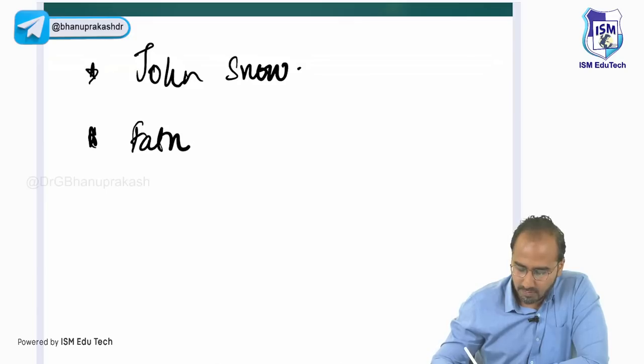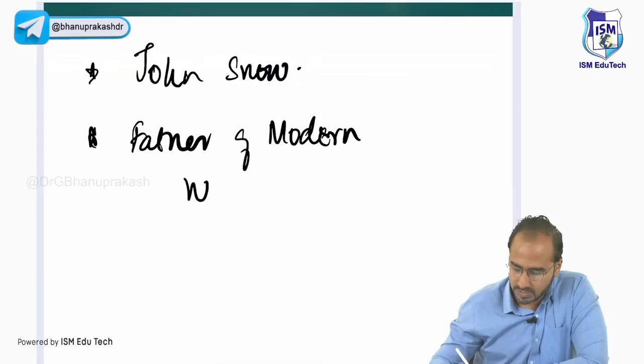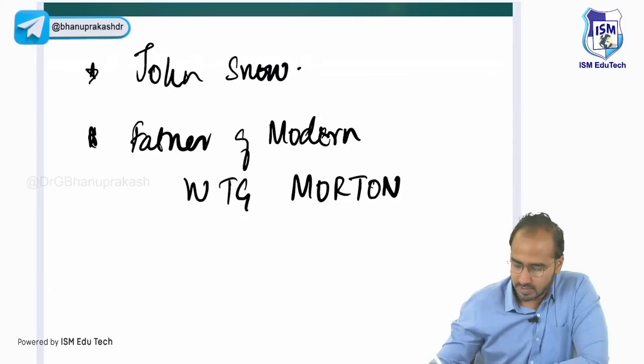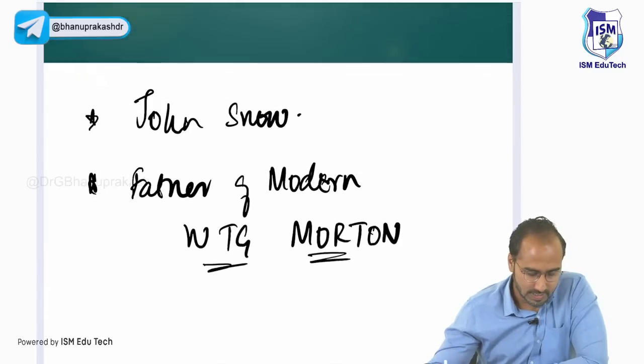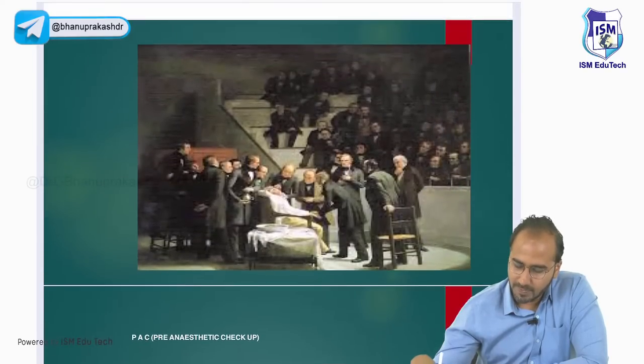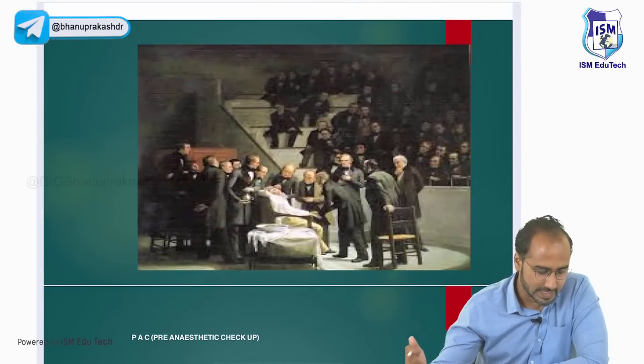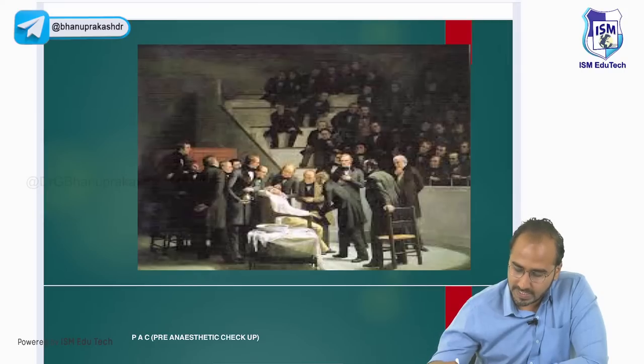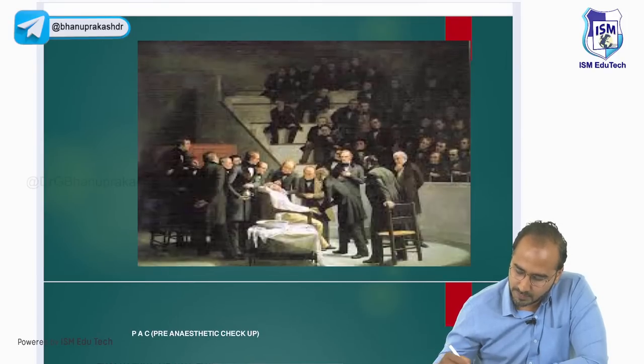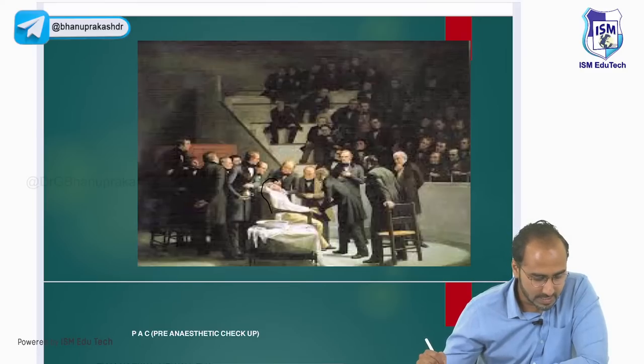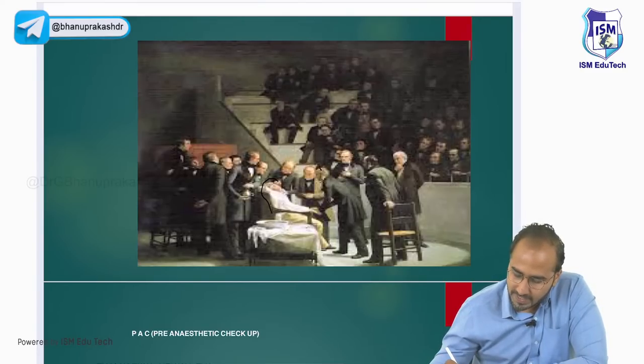The father of modern anesthesia is W.T.G. Morton. Have you heard about him, W.T.G. Morton? You can see in the slide, guys, why Morton is regarded as the father of modern anesthesia. Just see in the slide. You can see this picture. There is a surgery of this patient going on over here. One guy is delivering anesthesia. The other guy is doing surgery. Remember, this guy who is delivering anesthesia is called the father of modern anesthesia.